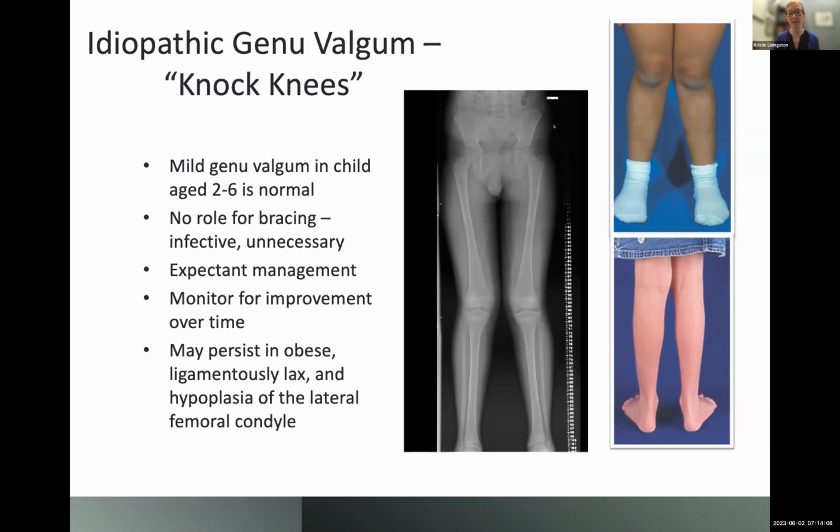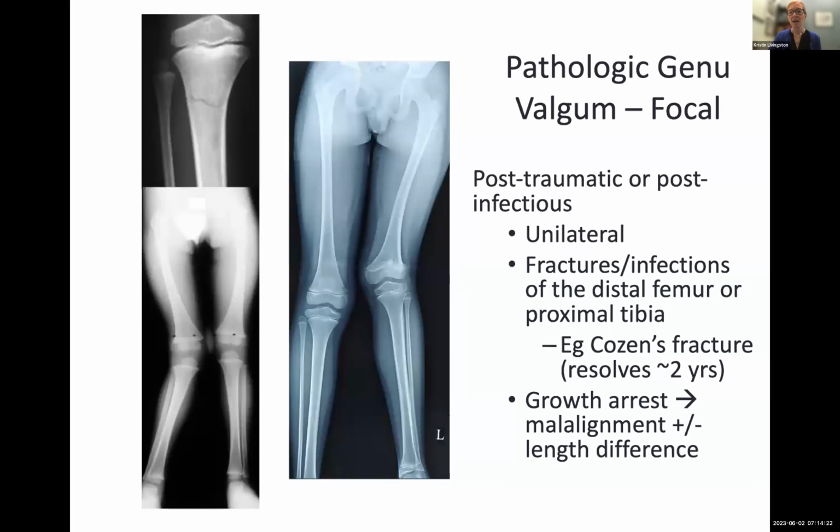But there may be some kids, particularly those who are obese or ligamentously lax, who might have hypoplasia of the lateral femoral condyle, where this actually will be persistent and may need to be treated later on in their adolescence. And then there are the pathologic genu valgum examples. So this could be post-traumatic or post-infectious, for example.